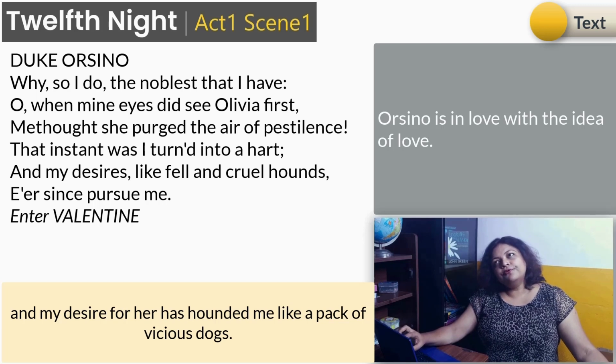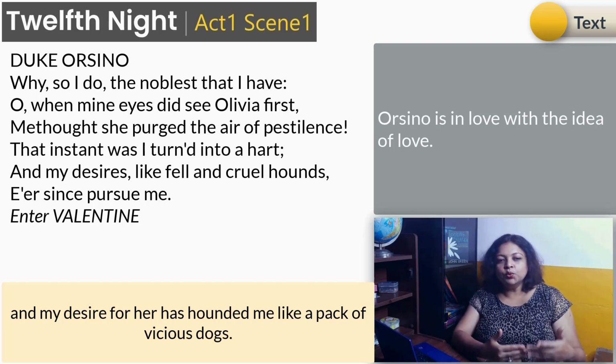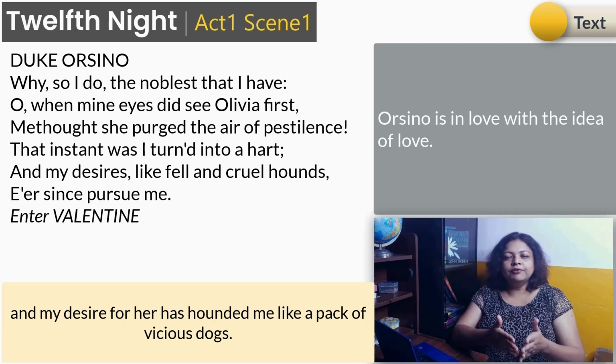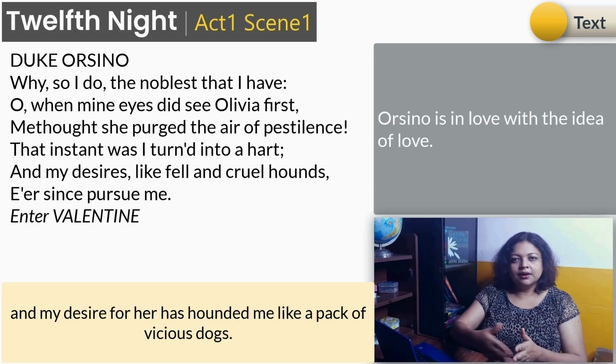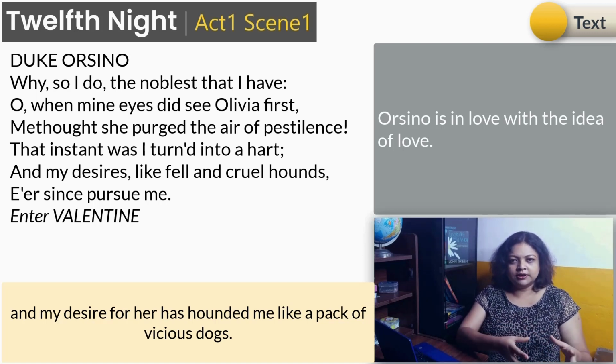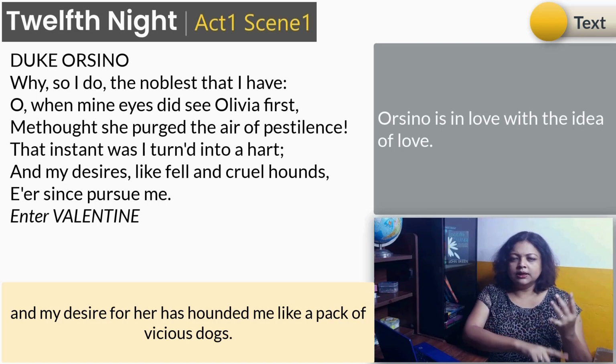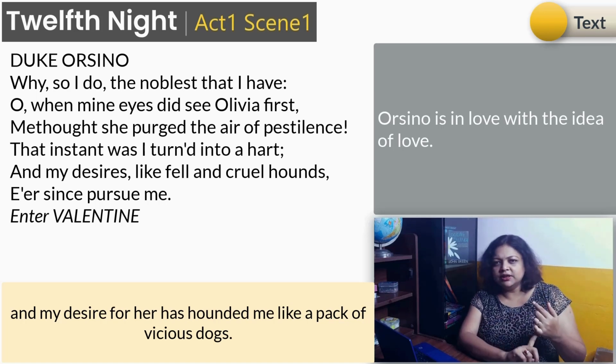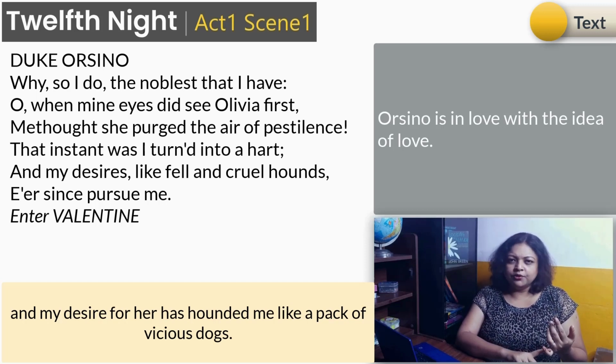And there is a lot of physicality. He's using words which have very erotic connotations. So love for Orsino is something which is very imaginative, fantastical, and at the same time physical, erotic.